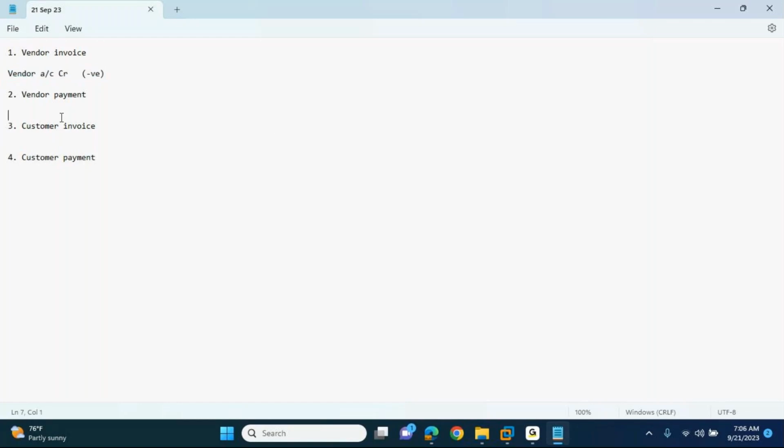Suppose I have paid. How can you pay? Either it is cash or bank. Using cash or bank, you are going to pay. That's it. And your cash balance or bank balance will be decreased. Negative.